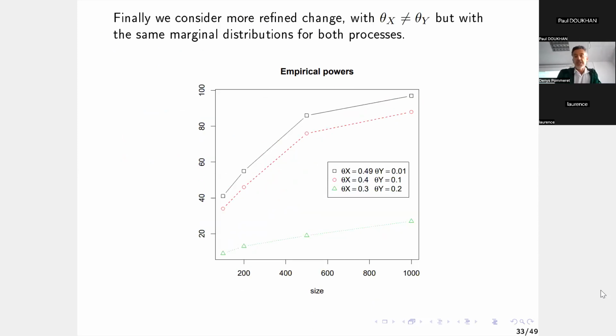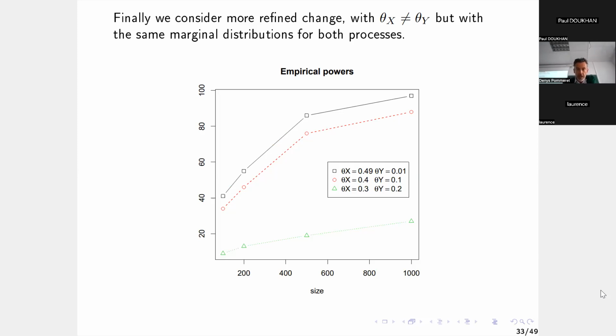What is interesting is here we choose two different Arfima, but their margins are the same. They have Gaussian margins, exactly the same, but with different dependence. And here you can see that you can detect the difference, except where theta x is very close to theta y, when it's difficult to detect the two processes. So that was the idea.